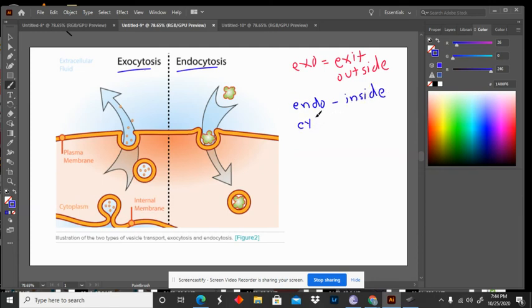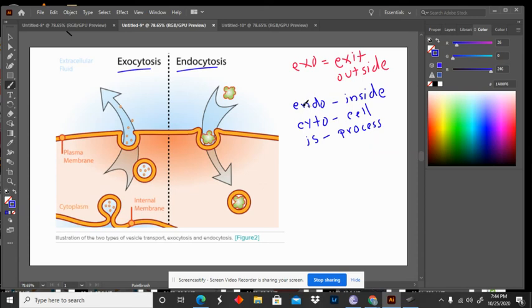And cyto refers to cell, and sis just refers to a process. See how wonderful roots are?